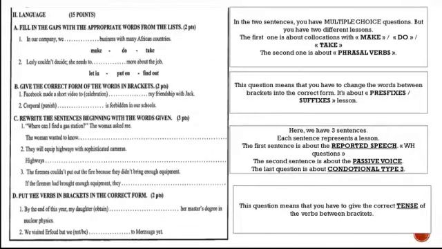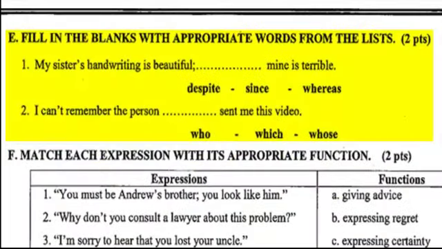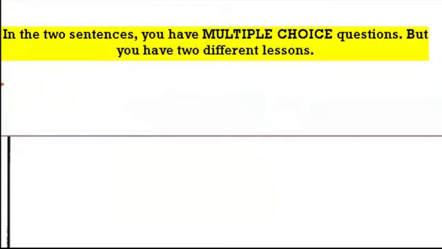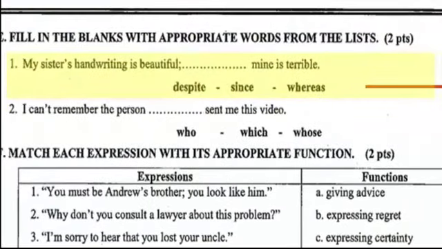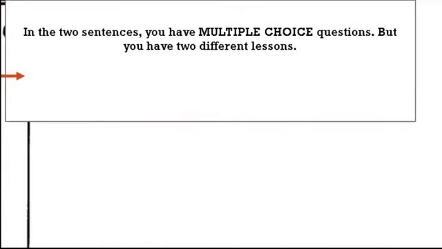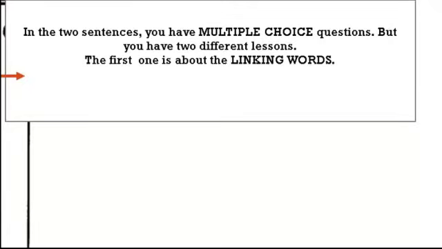Now we finished with A, B, C, and D. Let's go now to the next question, which is E. Here we have: fill in the blanks with the appropriate words from the list. Again, here you are given multiple choice questions, which means you're having two different lessons. The first one, just look at the options that we've got. We have despite, since, and whereas. Here we have three choices, three options. I think you got the lesson. It's about the linking words, right?